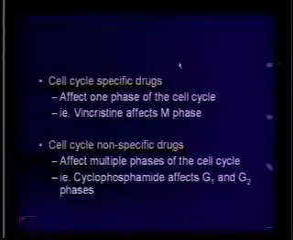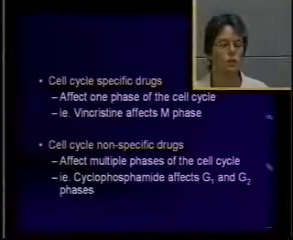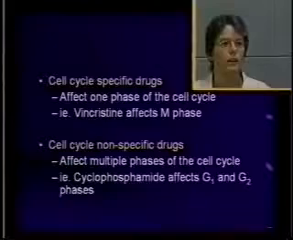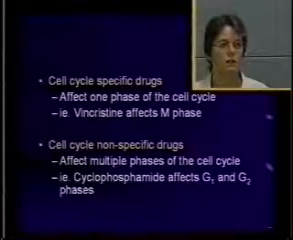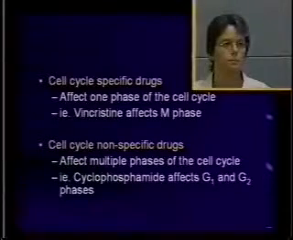When we speak of cancer drugs, we break them down into two major types. Cell cycle specific drugs, which affect one phase of the cell cycle, such as vincristine, which affects the M or the mitotic phase. Cell cycle non-specific drugs tend to affect more than one phase of the cell cycle. For example, cyclophosphamide affects both the G1 and the G2 phases.